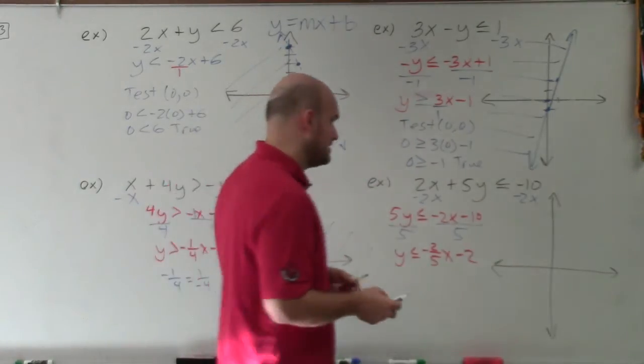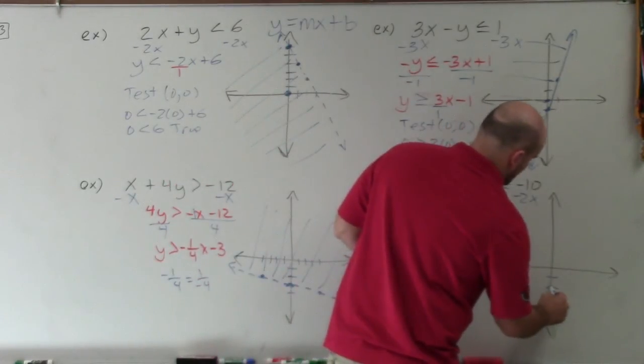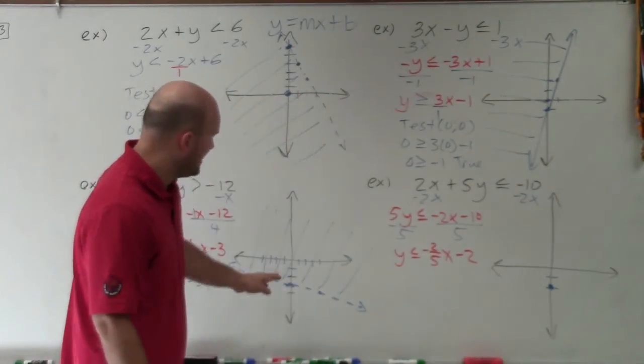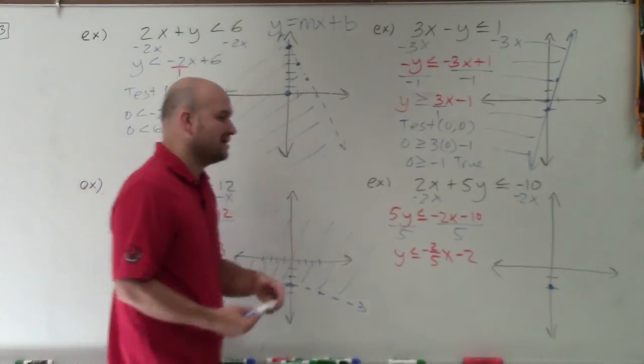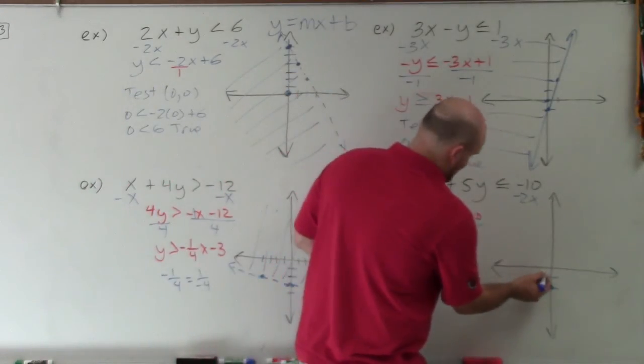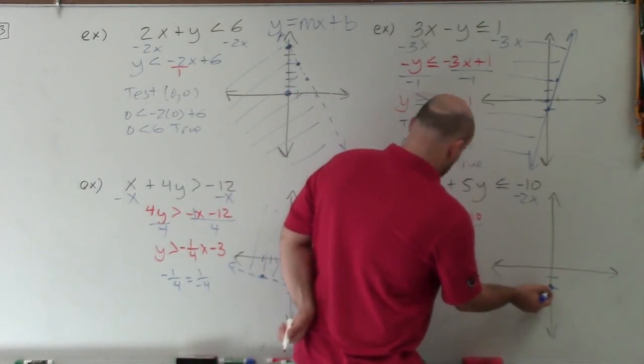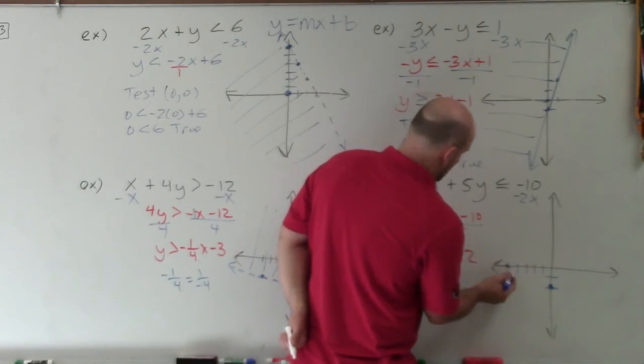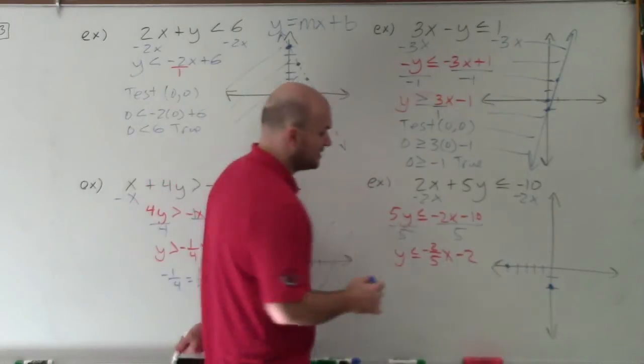So now let's go down to -2. And then the slope, again, you could go up and to the left or down and to the right. I'm just going to do one here because I already showed that it doesn't matter. So let's go up to the left 5: 1, 2, 3, 4, 5. Now that's less than or equal to, so it's going to be a solid line.